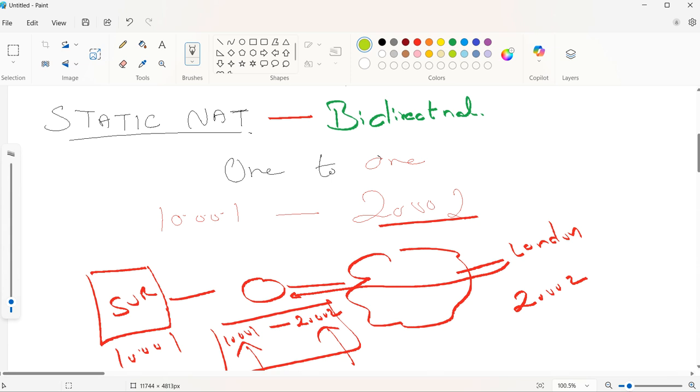Dynamic NAT and dynamic NAT overloading are unidirectional. You can go only from inside to outside, and the response will come from outside, and from outside no one can initiate traffic.